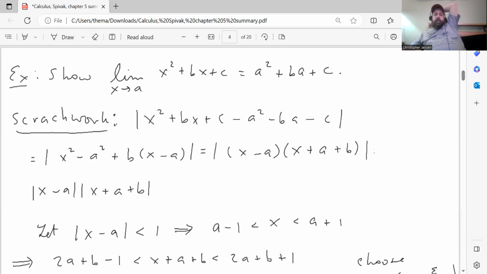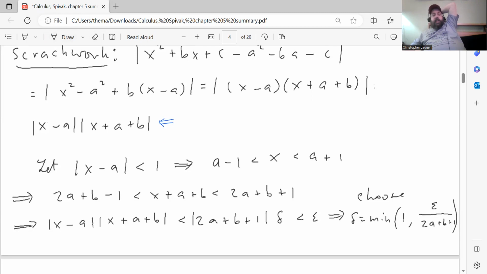So again, here's the scratch work. Start with what I want. So I want the absolute value of x squared plus bx plus c minus a squared minus ba minus c to be less than epsilon. So simplifying this expression and then factoring, you get absolute x minus a times absolute x plus a plus b. Now, the x minus a is what I want to bound above by delta, but I get this annoying non-constant factor here. So in order to get around that, he discusses this in the chapter, by the way, I need to choose an actual upper bound for x minus a.